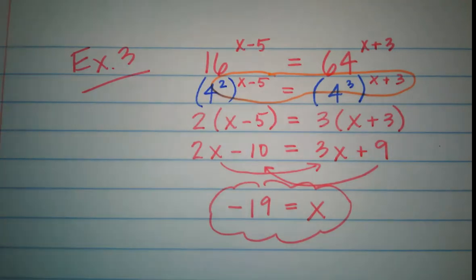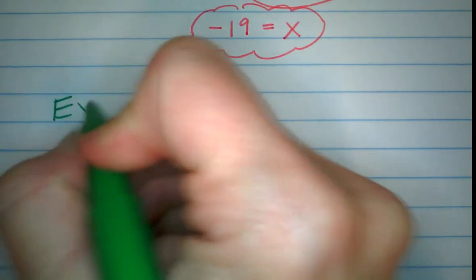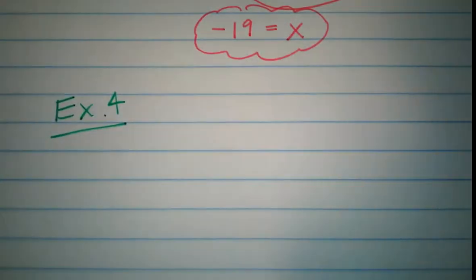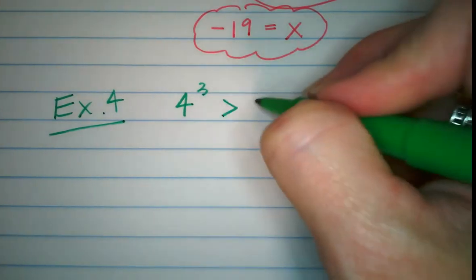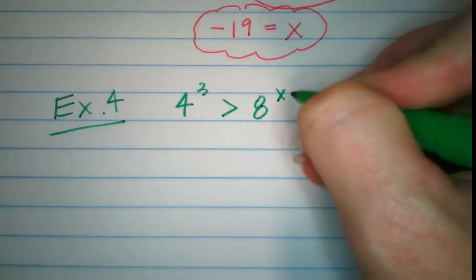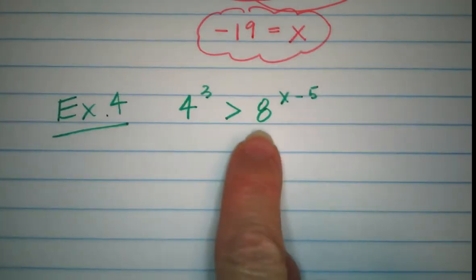All right, let's do one more really fast, just to show you that it's possible to have these as inequalities, there is no difference. So 4 to the third is greater than 8 to the x minus 5. Okay, so process is the same. First thing we have to do is get matching base numbers. So I'm going to look at this.